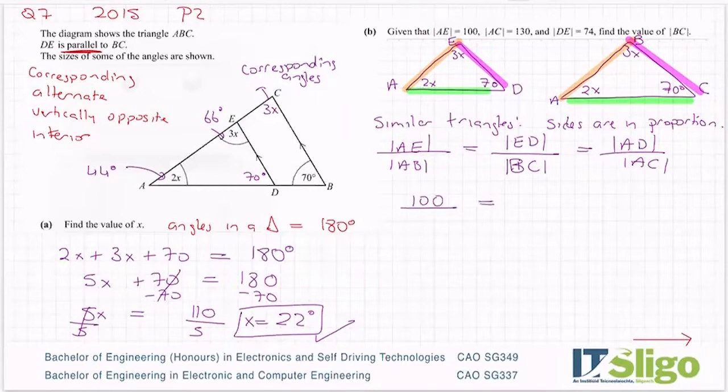Equals. I have AC next, being 130. Let's find AC. It's over here. What was that? AC was 130. DE was my other one. Where's DE? Up here. 74. Find the value of BC.